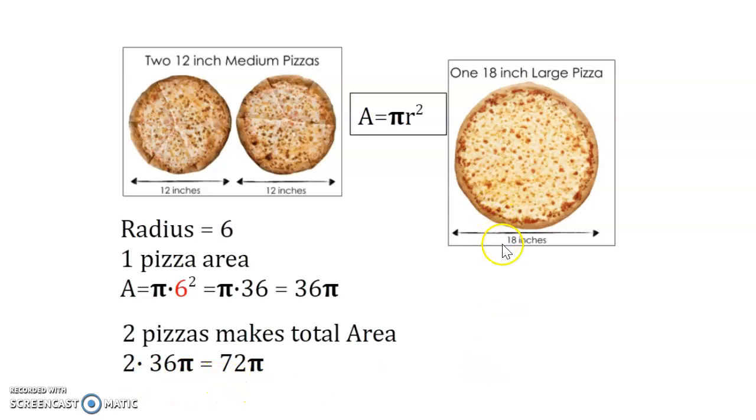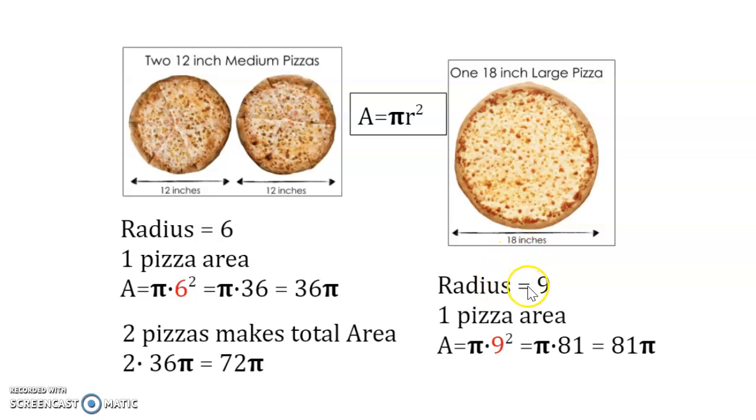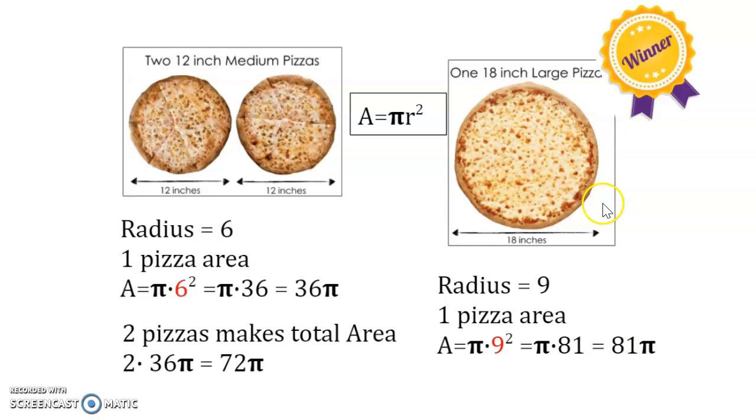In contrast, if we have the 18-inch pizza, the radius is 9, and one pizza area is pi r squared. So pi times 9 squared is 81, so we have 81 pi of pizza. Okay, so which is a bigger number? Pi is still going to be the same. If you multiply a bigger number by pi, that's going to be a bigger number. So it's better to get that one large pizza rather than 2 smaller pizzas if what I am looking for is just more pizza.